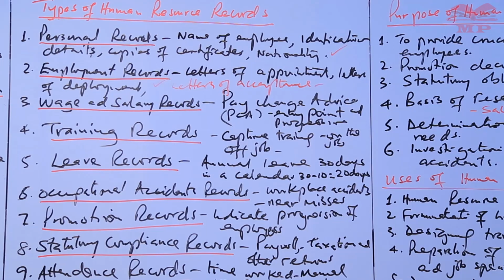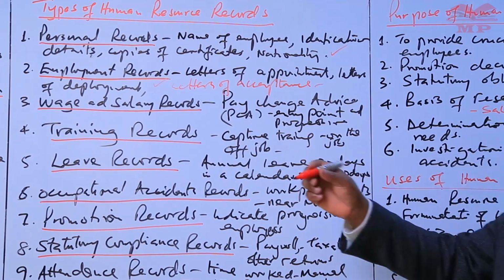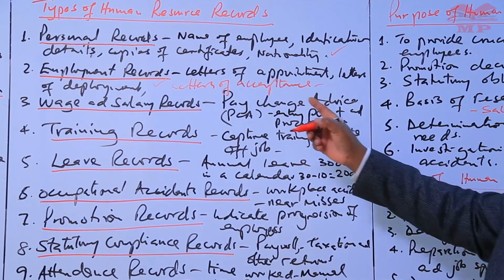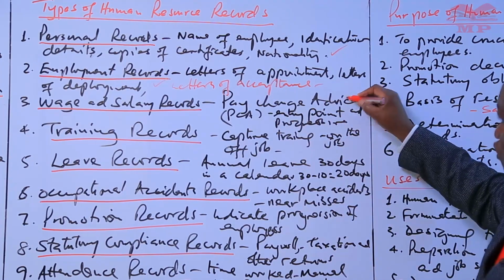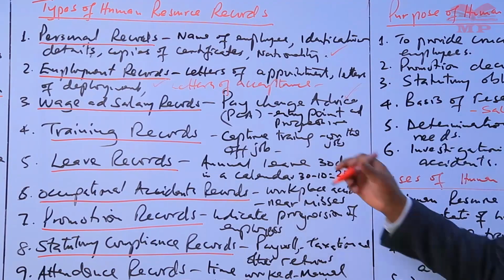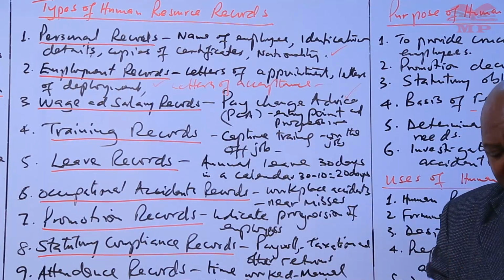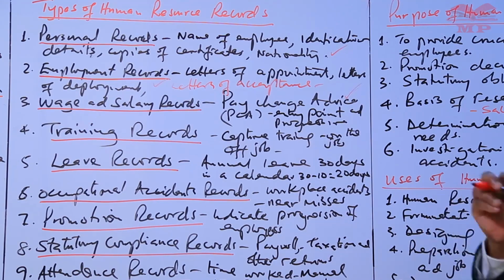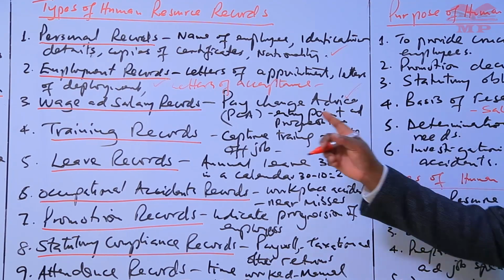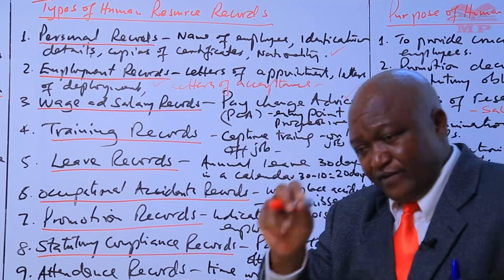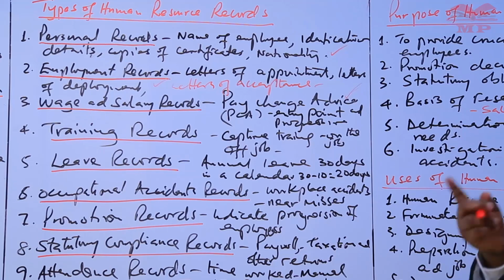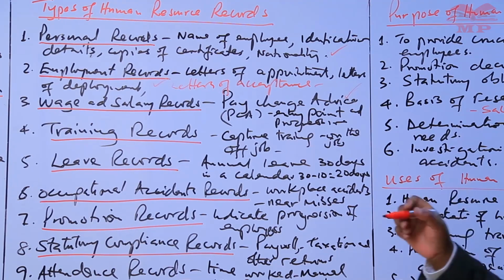Then you also have what we are calling wage and salary records. And here we have indicated, dear learner, that when it comes to wage and salary records, you may have what some organizations call pay change advice, or what you call a PCA. And what this PCA indicates is that it gives the authority, it is prepared and then it is authorized to give the authority of paying that particular employee from a given period of time a particular level of payment, indicating the entry and progression.